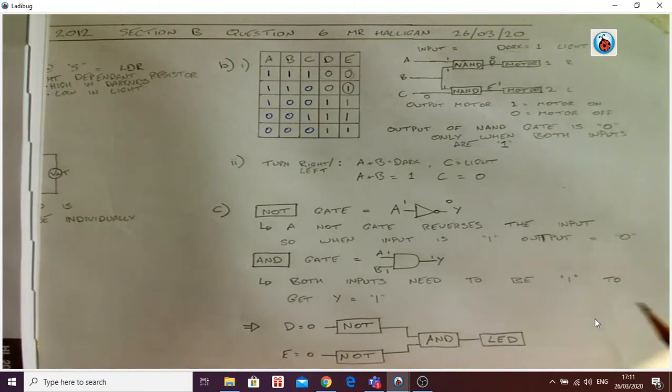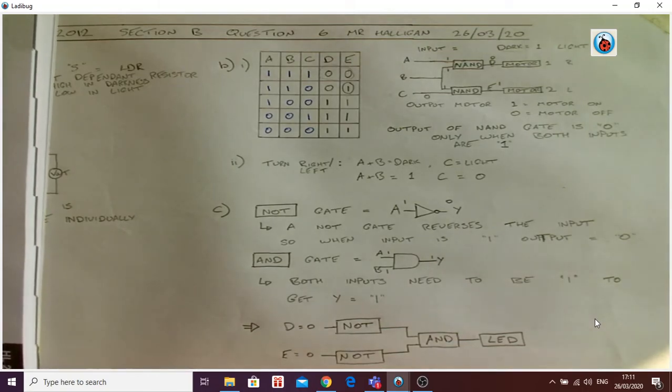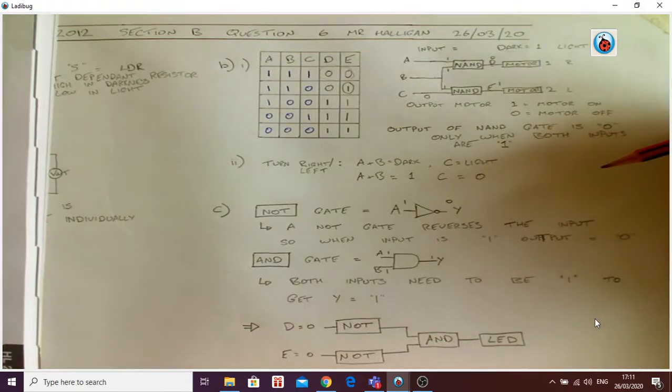Outline a suitable modification to this system which will turn on a flashing LED. Now, it doesn't really make a difference if it's flashing or not, right? You don't need anything special, you just call it a flashing LED or just write LED or whatever. Only when both motors are turned off. Now, that's important that both motors are turned off.